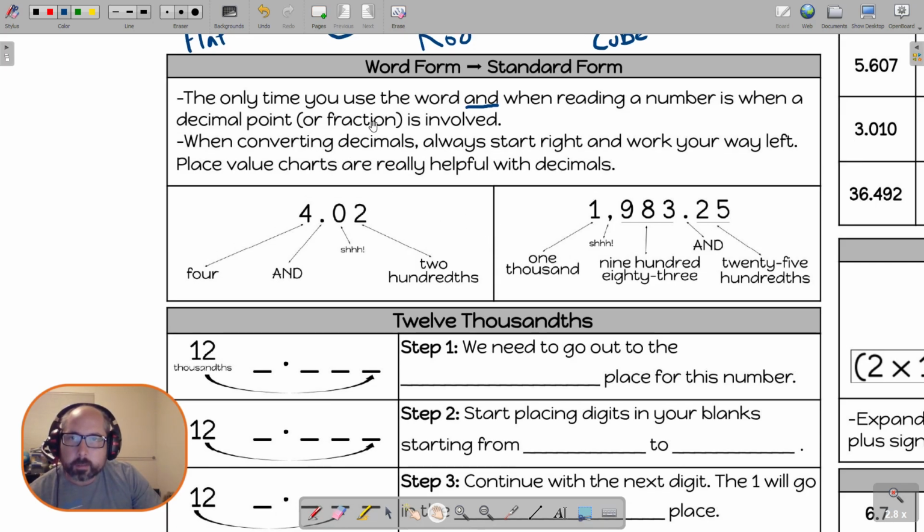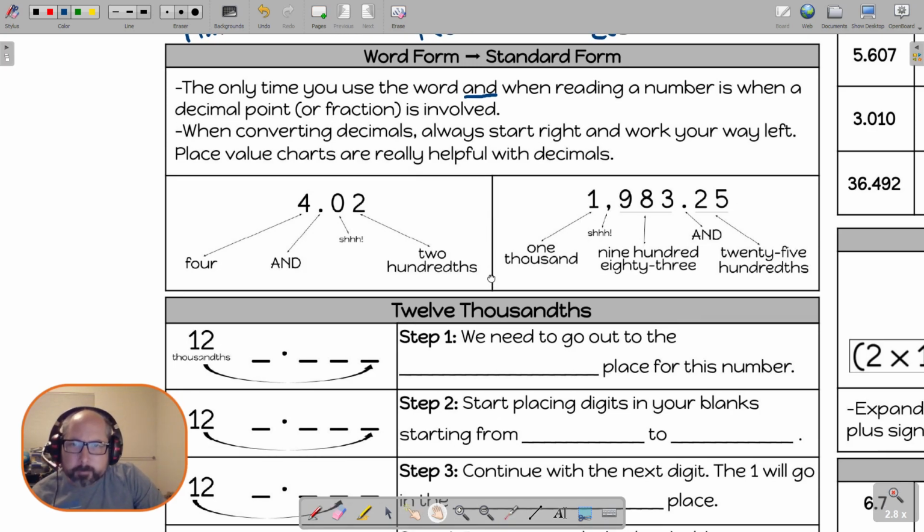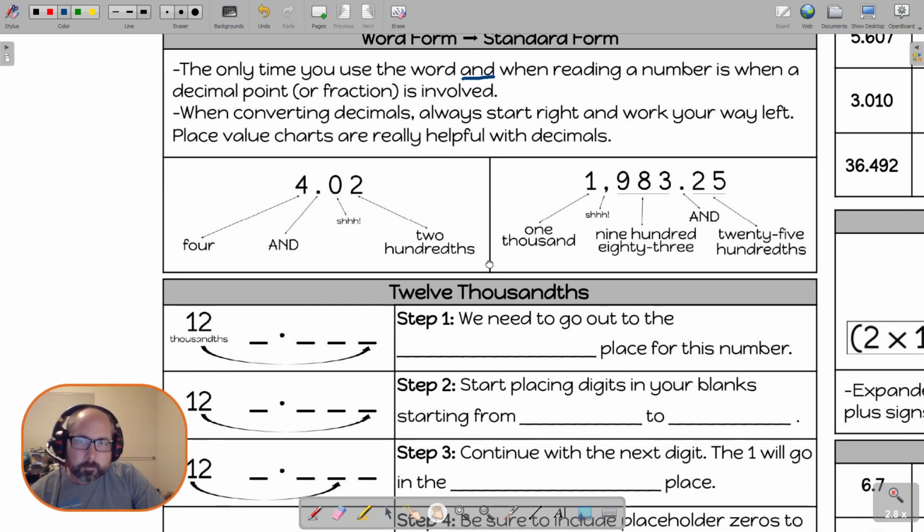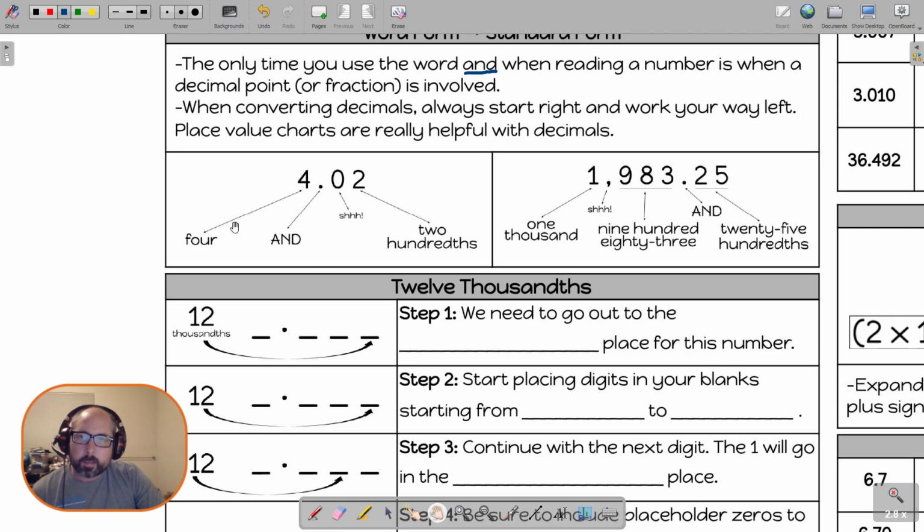When converting fractions, or when converting decimals, always start right and work your way left. Guys, this is the opposite of the way we normally work. Even when I'm reading this, I'm starting on the left side and working right. We're going to go from the right and work our way left. Place value charts are really helpful with decimals. Get used to making place value charts, guys. They don't take very much time. Very, very helpful.